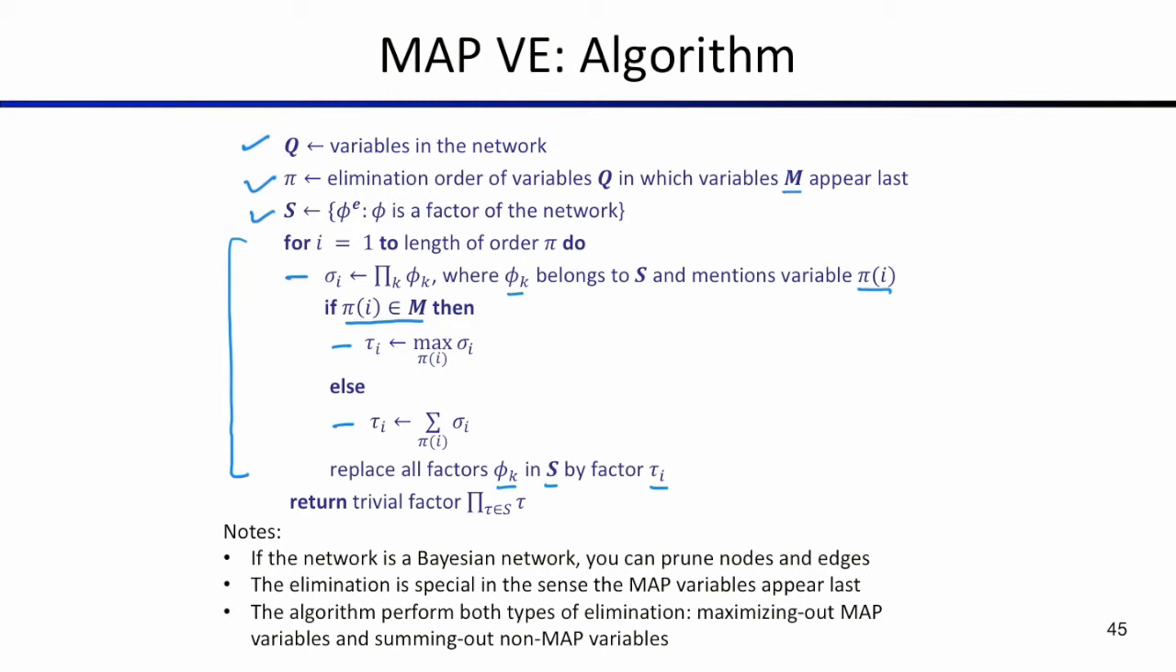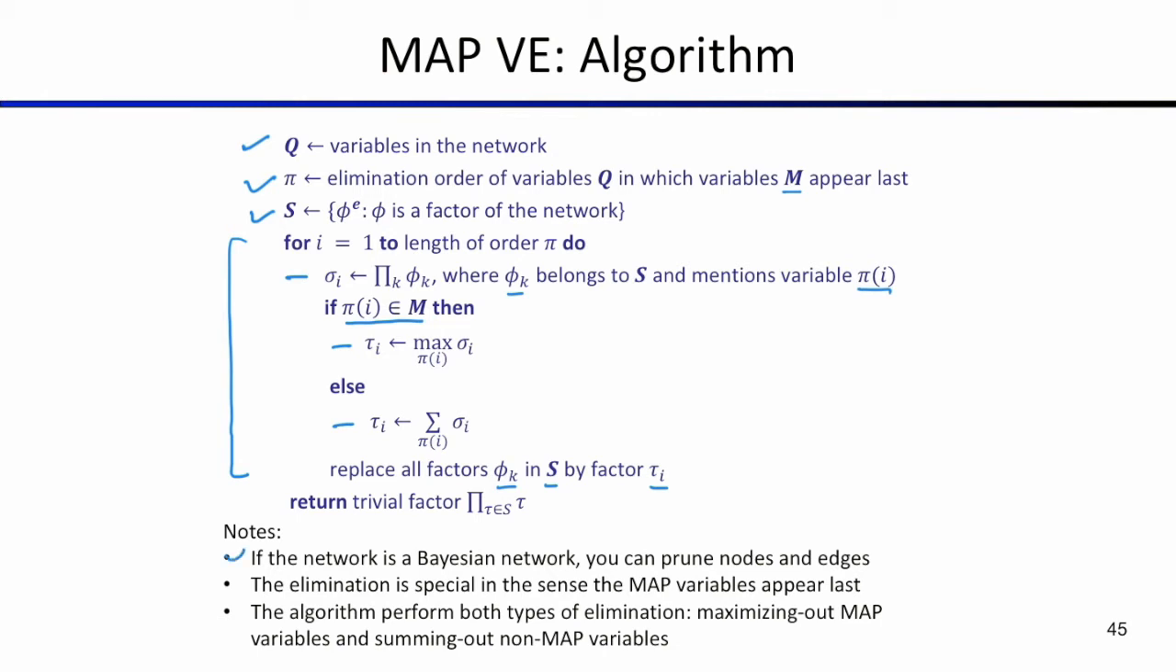So we have here a few notes. If the network is a Bayes network, we can prune nodes and edges. So remember that when we were discussing MPE, we could not prune nodes because all nodes either belonged to the evidence or belonged to the query. But now we also have nodes that belong to the hidden variables. So we can use prune as we defined it a few lectures ago, and in this case, if the node is a hidden variable, it can be pruned from the network.